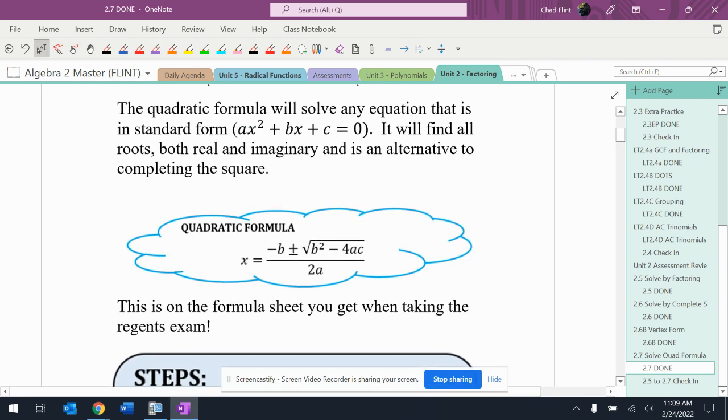Not that you should have to because of that, but you have to make sure it's equal to 0, okay, before you can use this thing. That's probably the biggest mistake people make that get okay at this. They don't get it equal to 0.